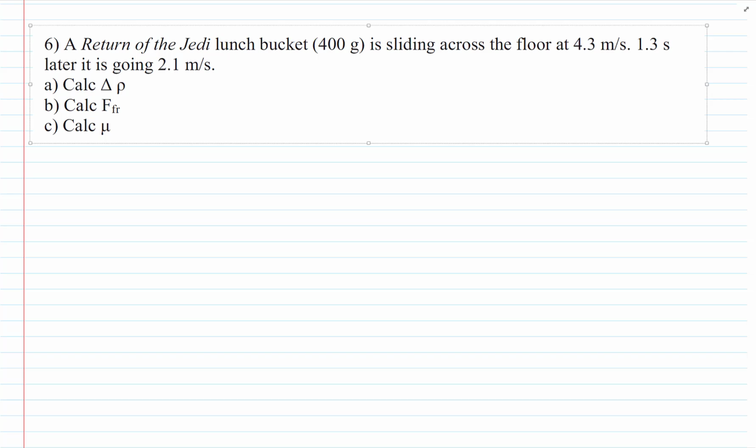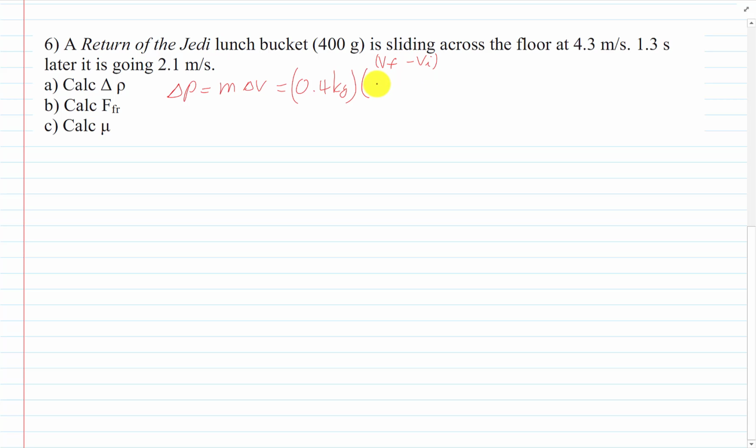So the change in momentum is mass times the change in velocity, because momentum is mv. And the mass is 0.4 kg. And the velocity is going to be Vf minus Vi. So Vf is 2.1 meters per second, and minus Vi, which is 4.3 meters per second. These are both in the same direction, so we don't have to worry about the directions. We can just literally subtract. And this will be 0.4 in kilograms.